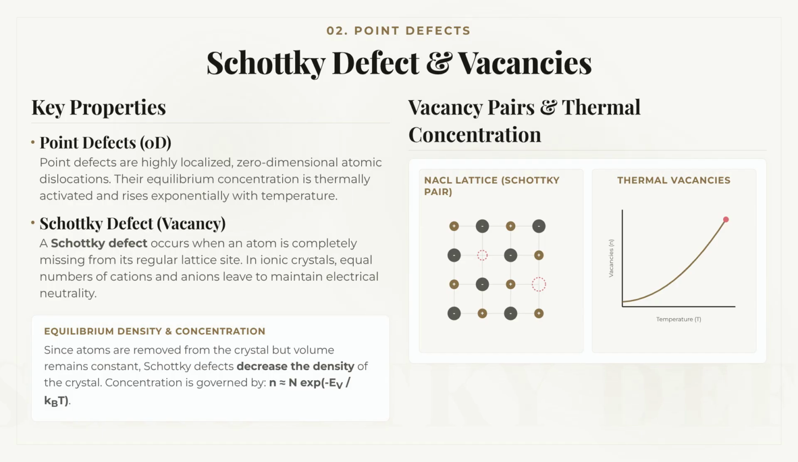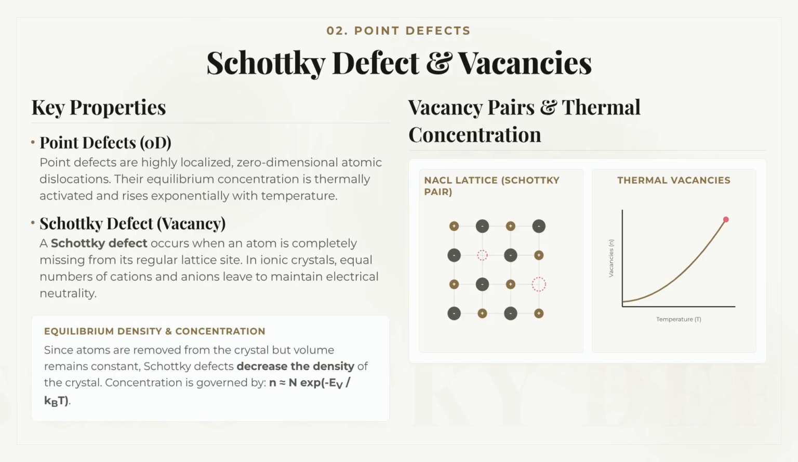Let us first discuss Schottky defects. A Schottky defect is also called a vacancy defect. It occurs when an atom or ion is completely missing from its normal lattice site. Imagine a perfectly arranged crystal lattice in which every position is occupied by an atom. If one atom gains sufficient energy and moves from the interior of the crystal to its surface, the original lattice site becomes empty. This empty position is called a vacancy.